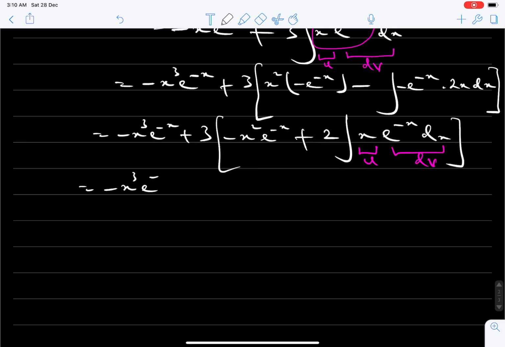That's minus x cubed e raised to power minus x plus 3. Okay. Before I integrate by parts, let me open this square bracket. That will be minus 3x squared e raised to power minus x plus 6 multiplied by the integral of x e raised to power minus x dx. So here, this is u, and the other part of this is dv.